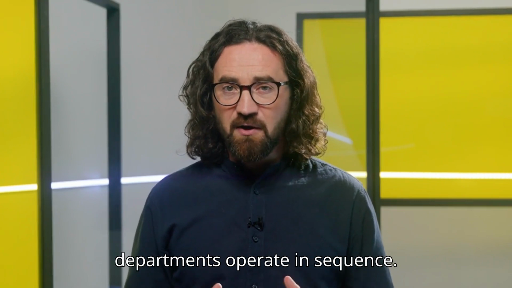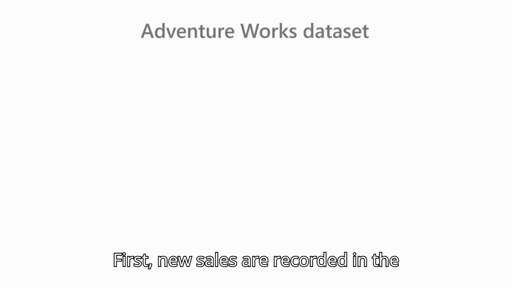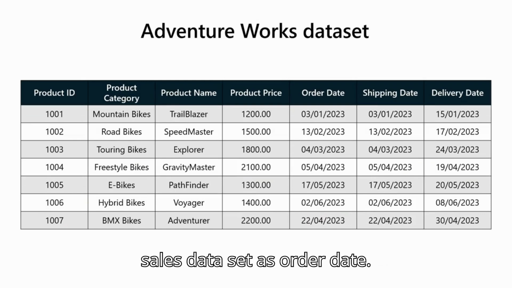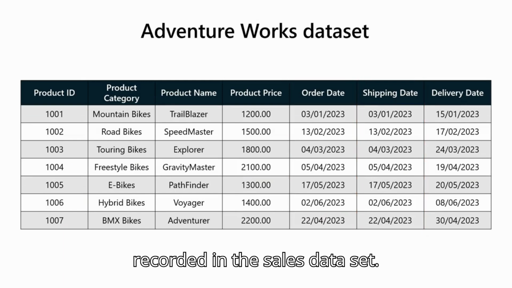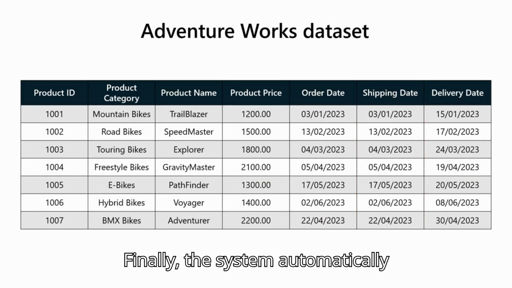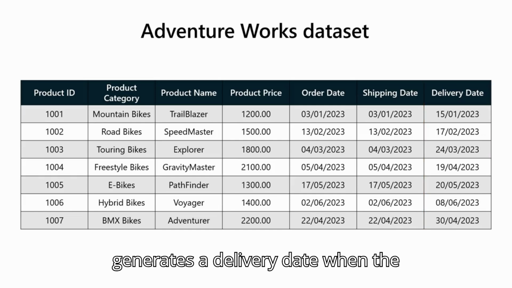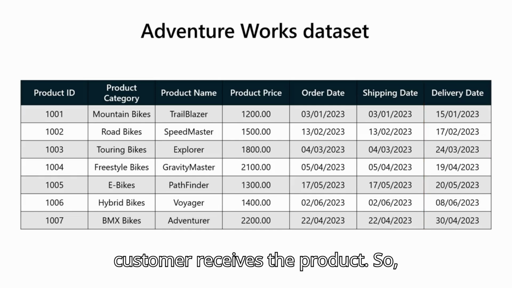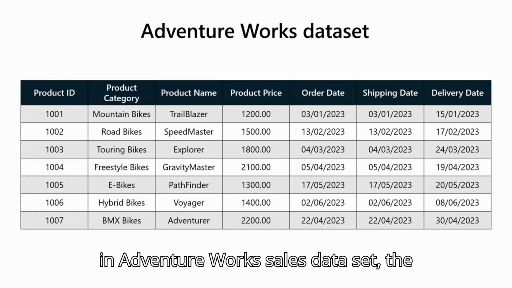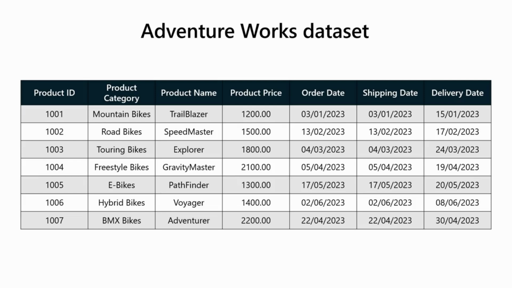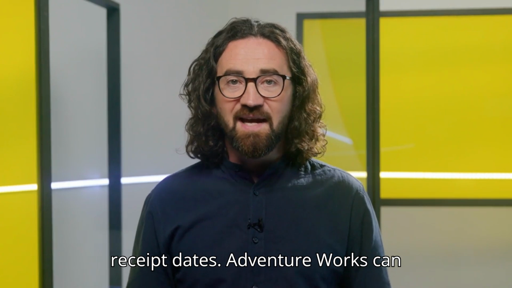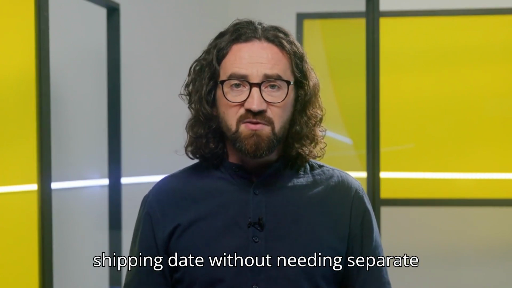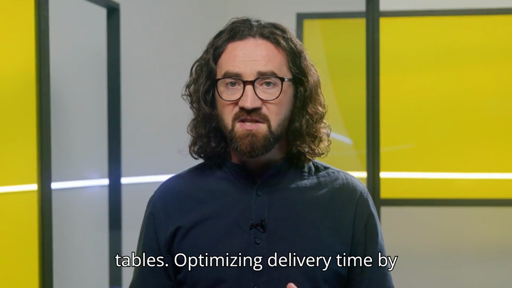AdventureWorks sales and shipping departments operate in sequence. First, new sales are recorded in the sales dataset as order date. Then the order's shipping date is recorded in the sales dataset. Finally, the system automatically generates a delivery date when the customer receives the product. So, in AdventureWorks sales dataset, the date dimension is used 3 times for new sales, shipping dates, and receipt dates. AdventureWorks can analyze sales performance by order and shipping date without needing separate tables, optimizing delivery time by delivery date analysis.